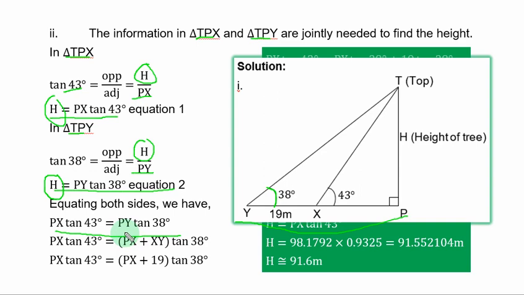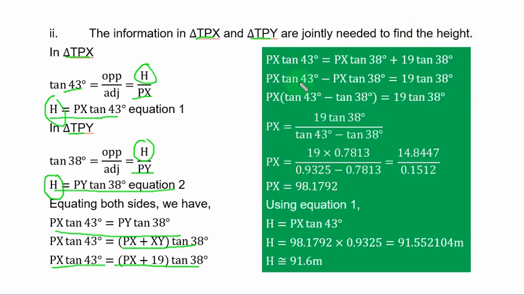Now if you check PY, you can break PY down into PS plus SY. If you do that, and SY is 19, you have the left hand side equal to PS plus 19, bracket close, times tan 38 degrees. So let's remove the diagram so that we continue the process. You expand the right hand side. If you expand it, you have this result.